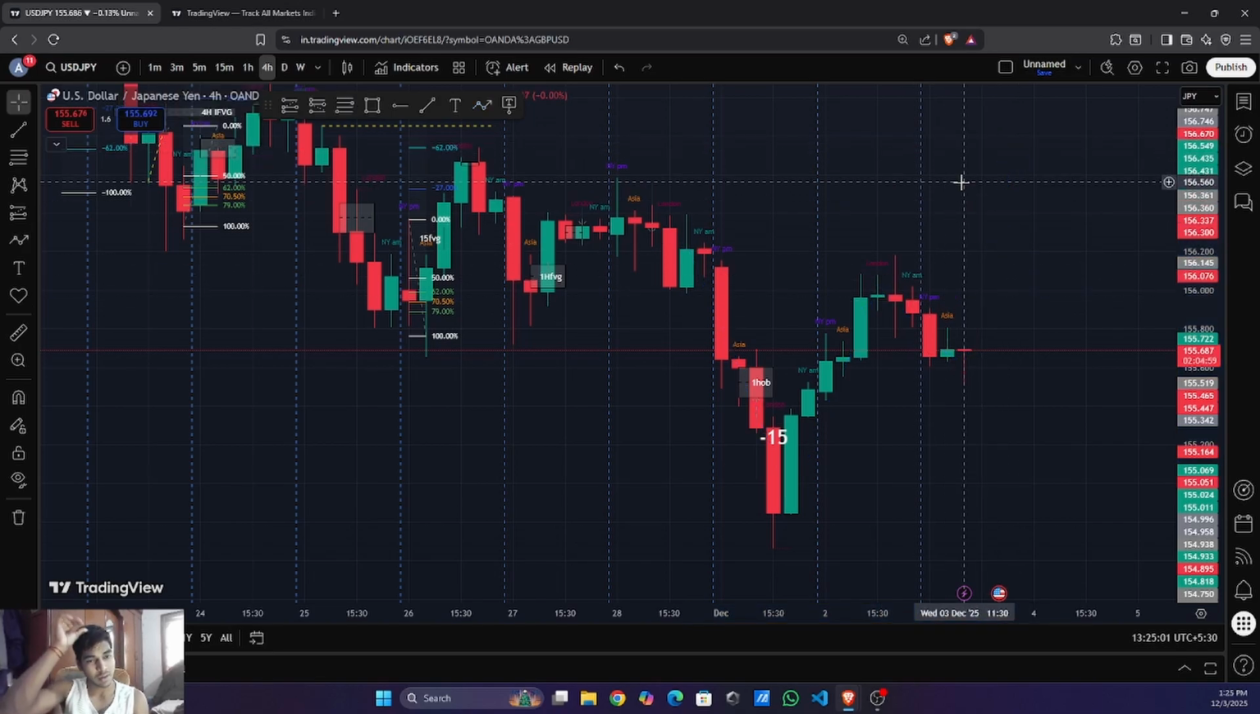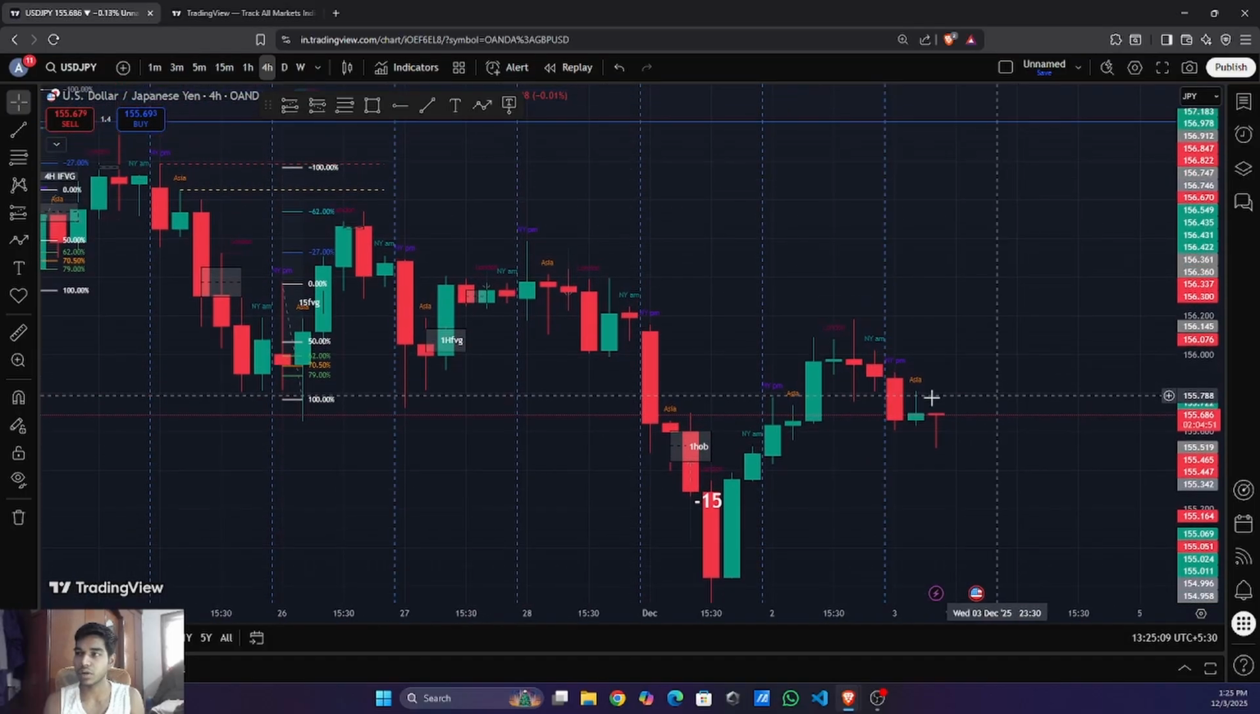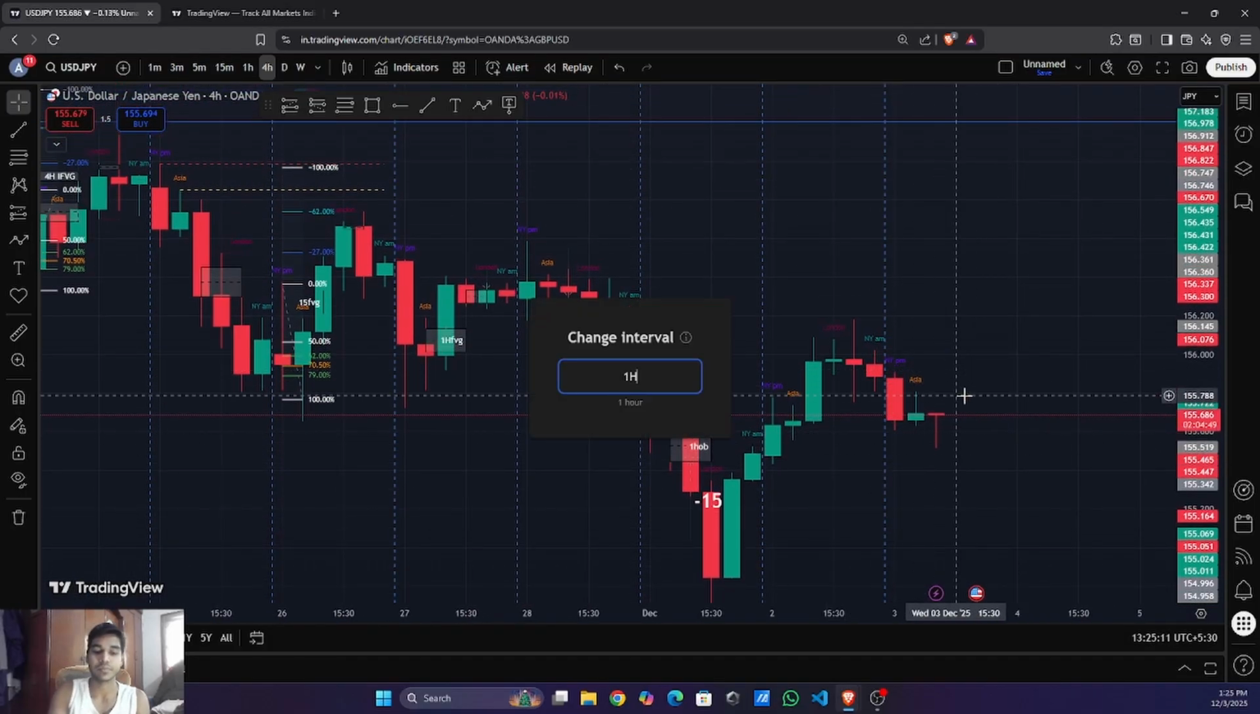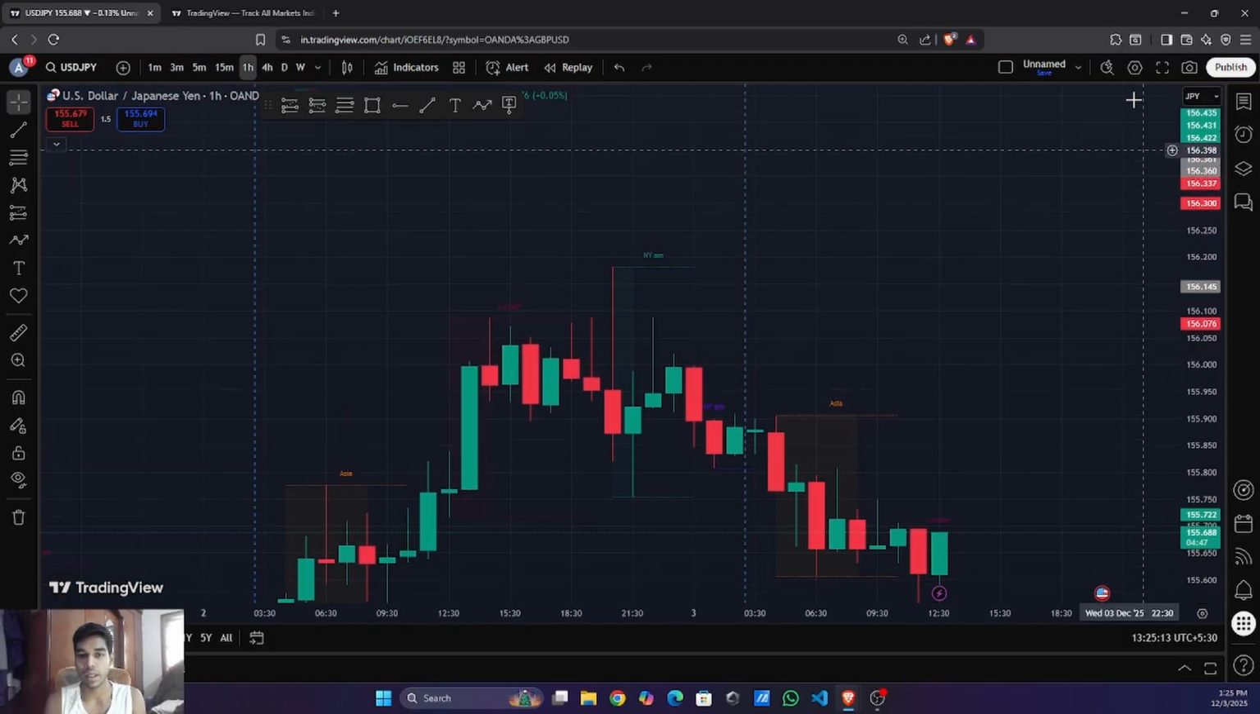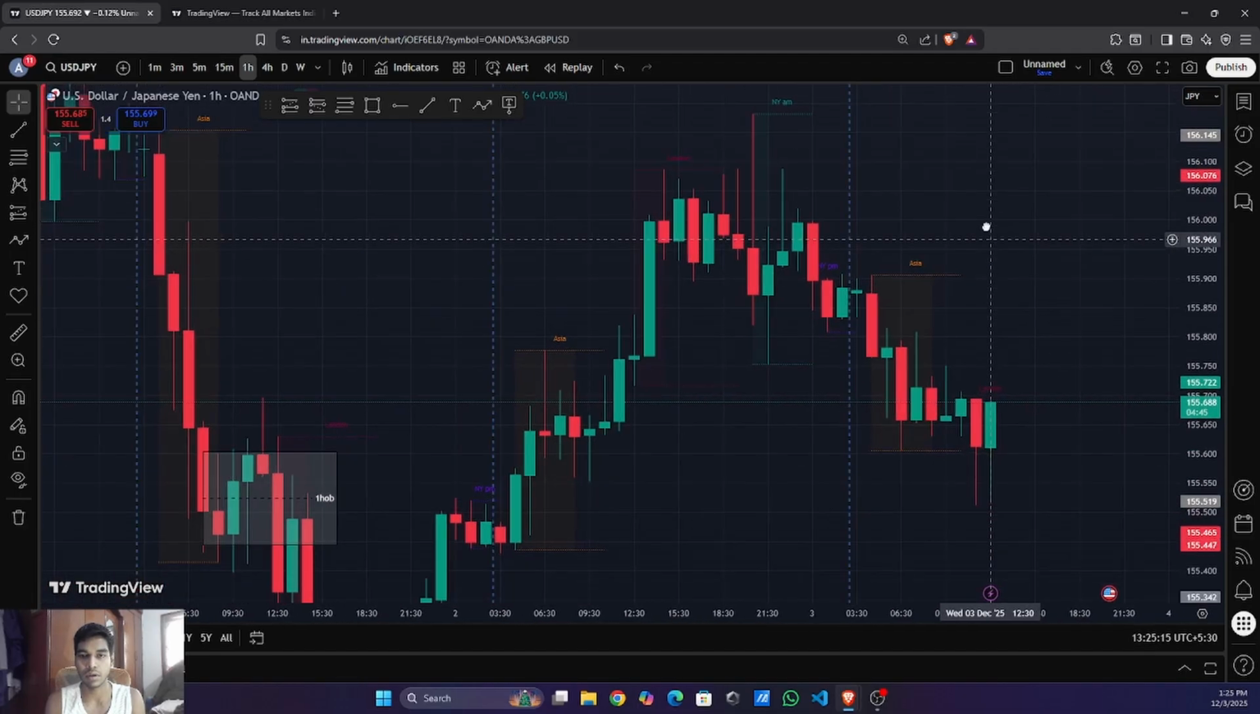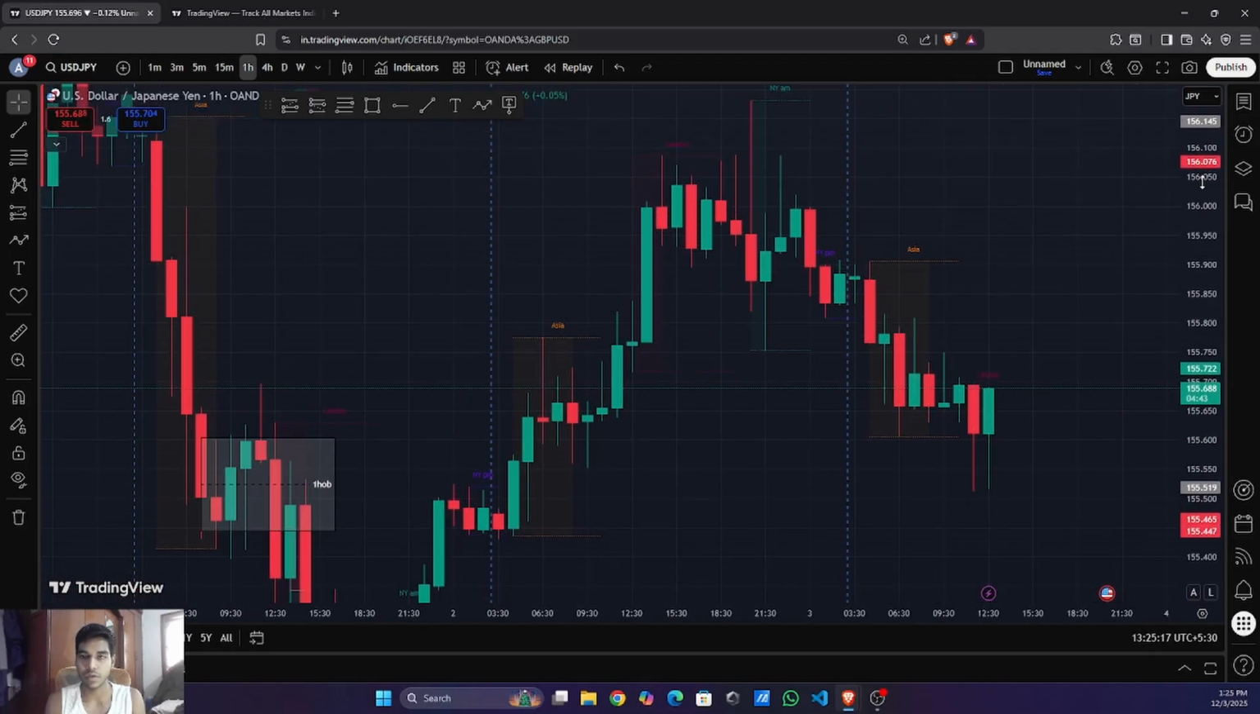I think I am wrong about the session. Overall trend, we are bearish about other pairs, but it might not work out. 4 hour looks bullish, and 1 hour.